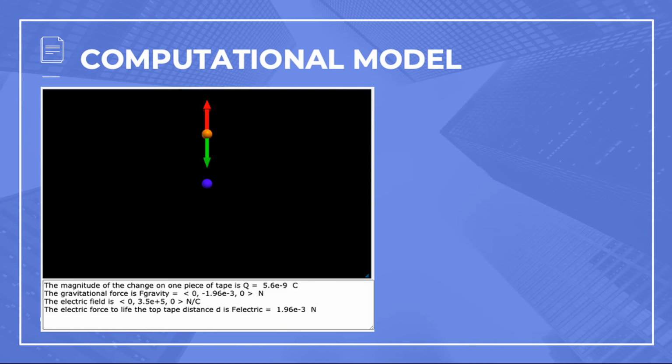Running my program, you can see the two tapes as two point charges, and then the effect of the electric force and the gravitational force on the upper tape. The upper tape is represented by the ball. The green arrow is the gravitational force pointing downwards, and the red arrow is the electric force pointing upwards. The arrows are the same length and the same magnitude.